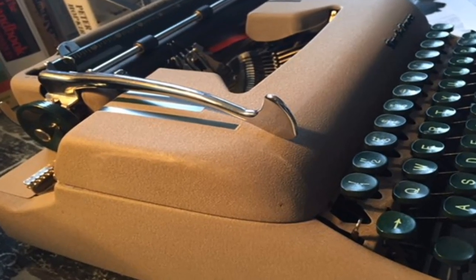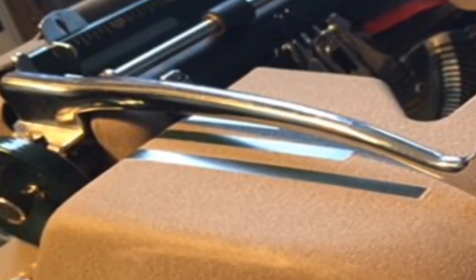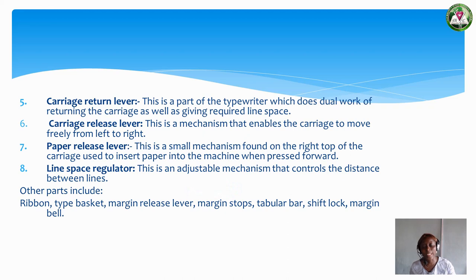Carriage return lever. This is the part of the typewriter which does dual work of returning the carriage as well as giving required space. It is just a handle at the left-hand side of the carriage. That's why the upper part. When you want to, it does two things. Returning the carriage. When you write to the end of the line, you want to go back to a fresh line, you use the carriage return lever. You return the carriage. We will still practicalize it. But if you have your typewriter at home, please observe this thing that we are saying now.